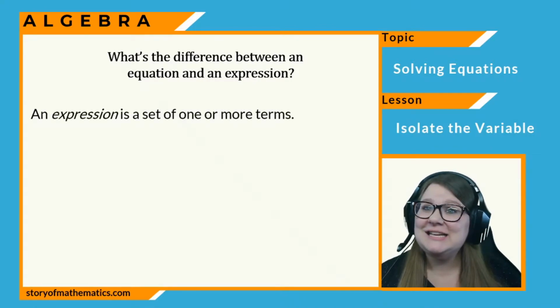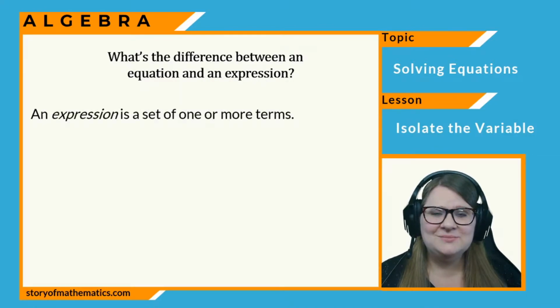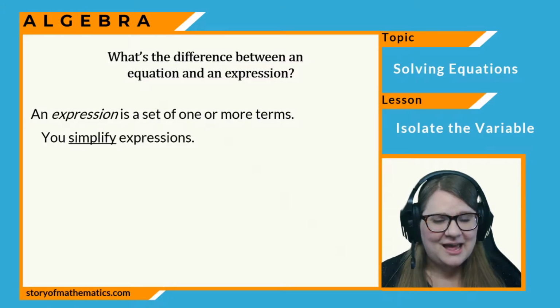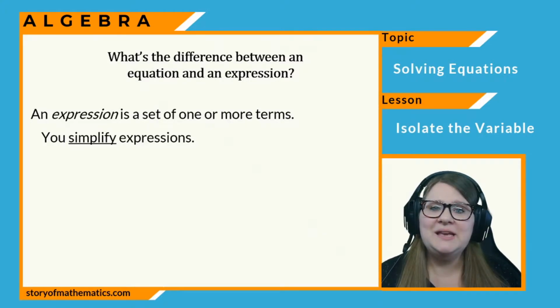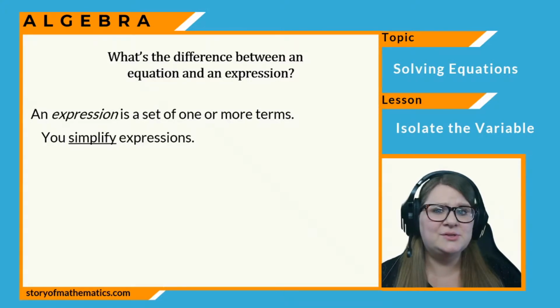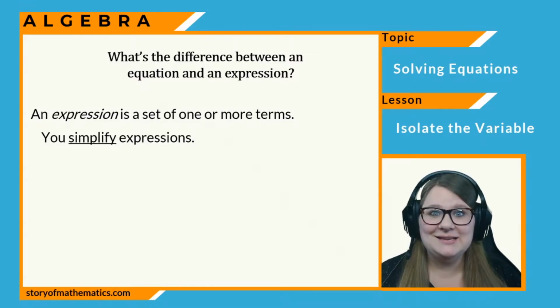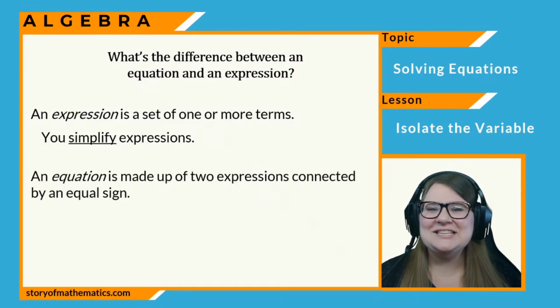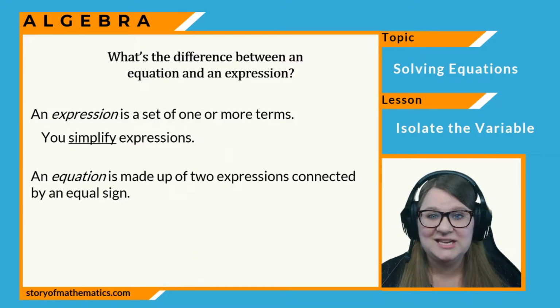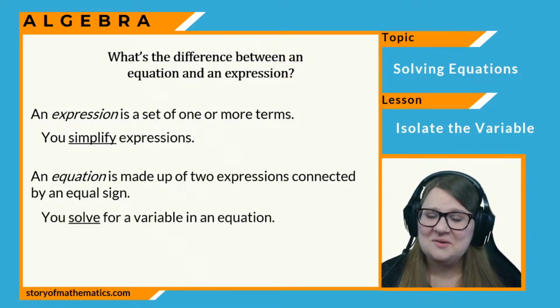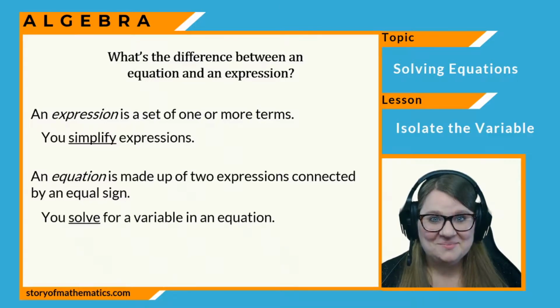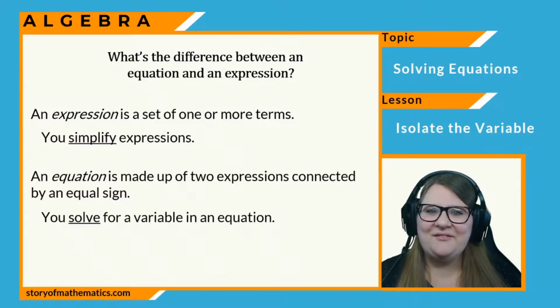Well, an expression is a set of one or more terms, and you would simplify an expression. Usually this would be combining like terms, sometimes you'll distribute, things along those lines. On the other hand, an equation is actually made up of two expressions that are connected by an equal sign. You will solve an equation for a variable. So that is what makes them different.